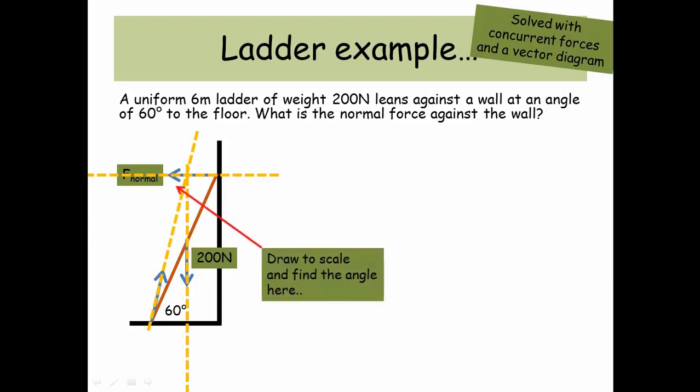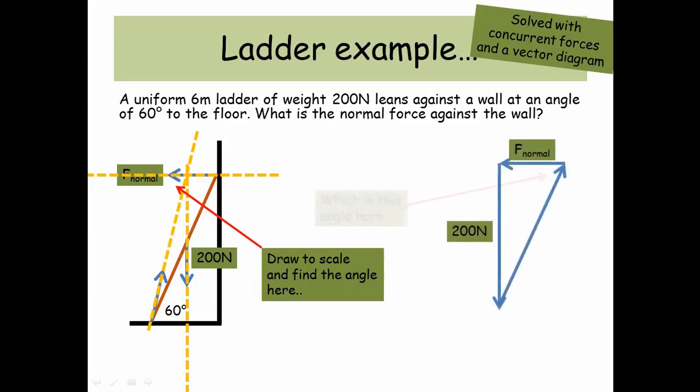Okay, like this. Now, if we do this to scale, we can draw a diagram and find this angle here, which, if we look at a vector diagram, is this angle here. If we draw this to scale and measure it, we find that it's about 74 degrees. Now we can draw our vector diagram to scale, even though we don't know the normal force, because we know this angle here, and we know that the angle between the normal force and the 200 newtons is also 90 degrees. So we can solve this distance here, which is around 57.7 newtons.